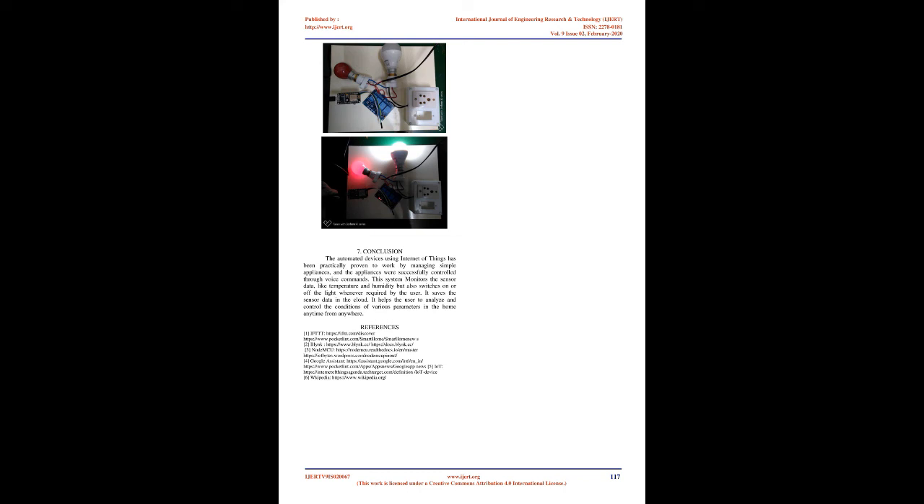7. Conclusion. The automated devices using Internet of Things have been practically proven to work by managing simple appliances, and the appliances were successfully controlled through voice commands. This system monitors the sensor data, like temperature and humidity, but also switches on or off the light whenever required by the user. It saves the sensor data in the cloud. It helps the user to analyze and control the conditions of various parameters in the home anytime from anywhere.